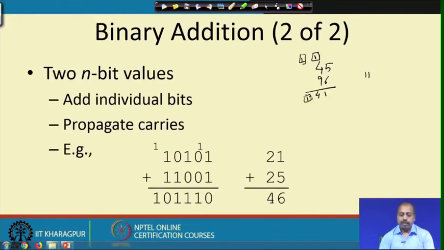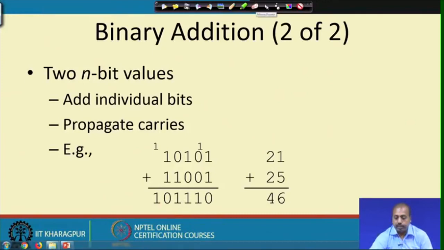We can have the same thing in the binary number system as well. We can add individual bits and propagate the carries. Here 1 plus 1 is 0 and carry is propagated, then 1 plus 0 is 1, so there is no carry, then 1 plus 0 is 1, 0 plus 1 is 1, 1 plus 1 is 0, and this 1 is propagated. So this is 1. This gives us the number 46. You can just check that this is really 46.